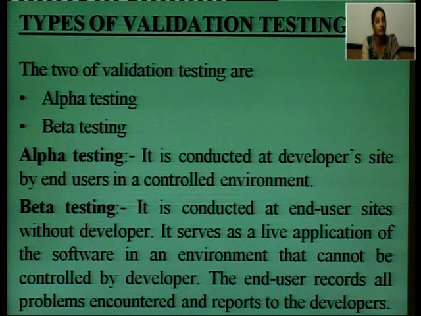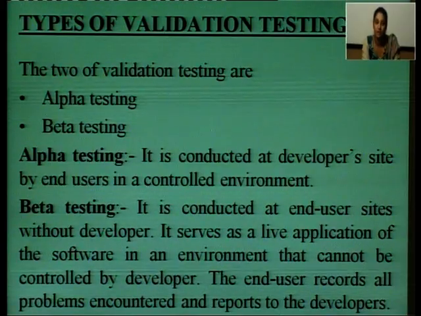Alpha testing is done at the developer end. It is done at the place where it is actually developed by the programmer. Beta testing is done at the user side, where it actually has to be used. Alpha testing is conducted at the developer side by the end user in a controlled environment. Here the user who has to use this system tests the software at the developer side. He comes to the developer side and tests there for their requirements. Beta testing is conducted at the user end.